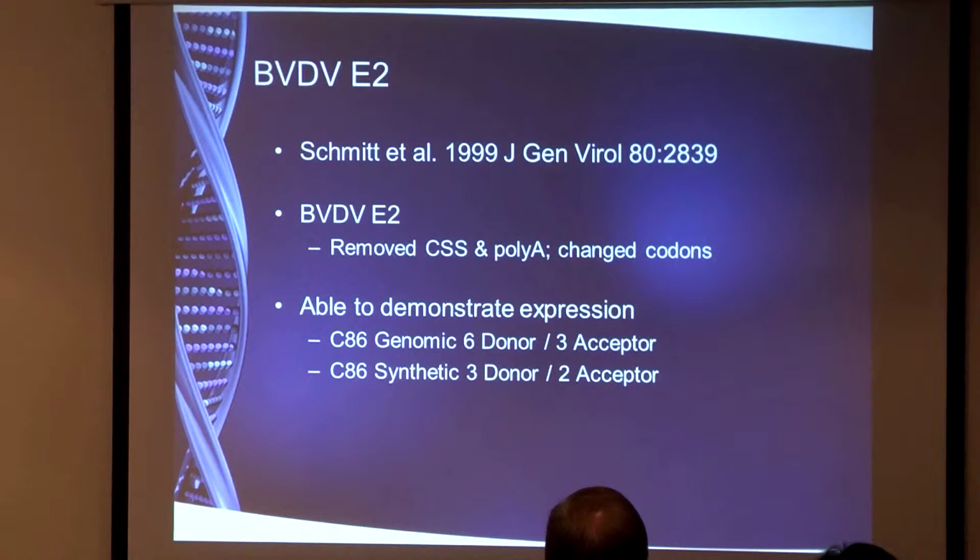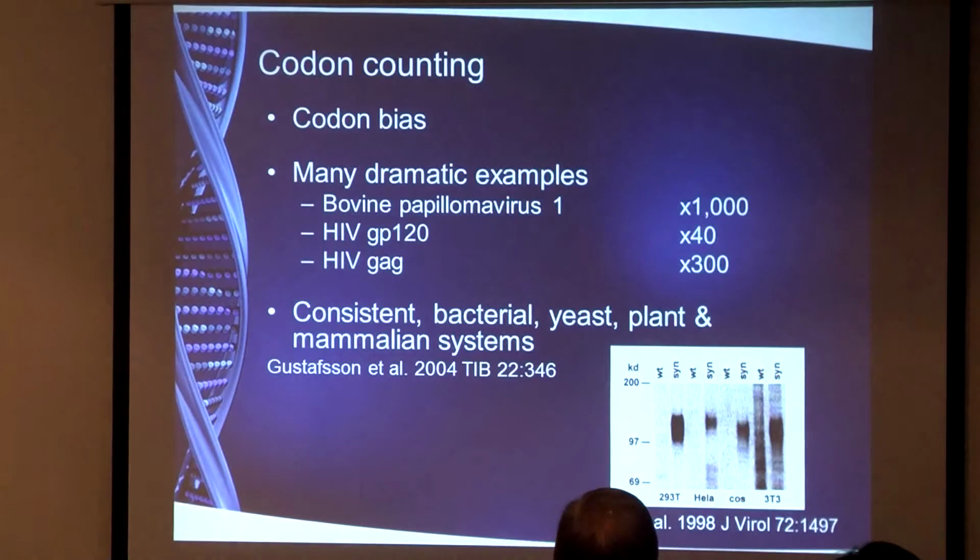But there was a study published a few years ago now on a separate strain of BVDV, and what they showed was that sometimes it's true and sometimes it's not. If they took out what they thought were the cryptic splice sites, they got expression of both the synthetic and the genomic version. So it seems that if you want to change your gene, then you need to determine it empirically.